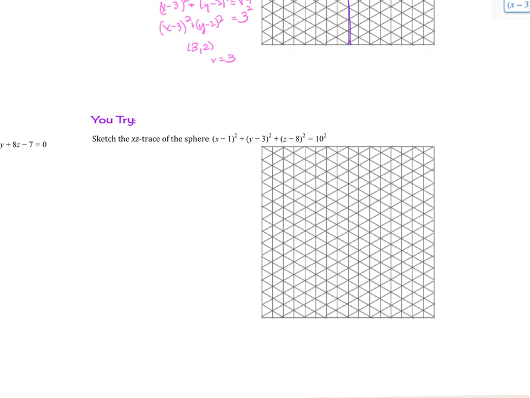Now go ahead and try this example here. Sketch the xz trace of the sphere, x minus 1 squared plus y minus 3 squared plus z minus 8 squared equals 10 squared. So it's asking for an xz trace, so what are you going to make equal to 0? So we're missing the y, so we're going to set y equal to 0 here and then solve. So try this example out.